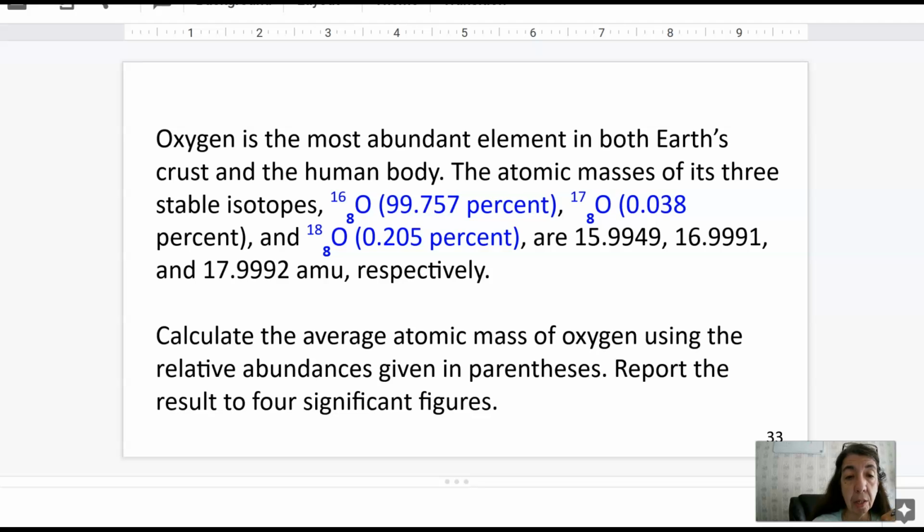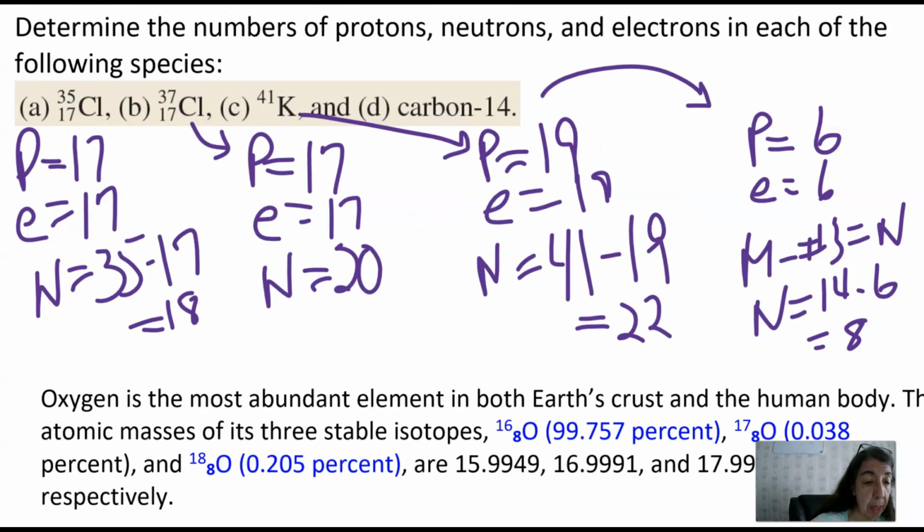Oxygen is another element that has 3 different stable isotopes. Oxygen 8 always has 8 because that's the number in the periodic table, 8 protons. Oxygen 16 is 99% of the oxygen that we see in the atmosphere, or in your body, or whatever it is. Oxygen 17 is 0.038%, so very little of it is that. And then oxygen 18 is 0.205%. And they each have their respective weights of 15.9949, 16.9991, and 17.9992. And you can use these to find a weighted average to give you the average atomic mass of oxygen. I'm going to go back to my notepad and do that by hand again.